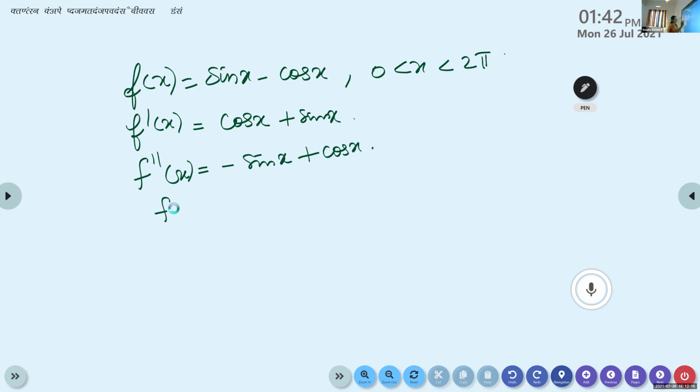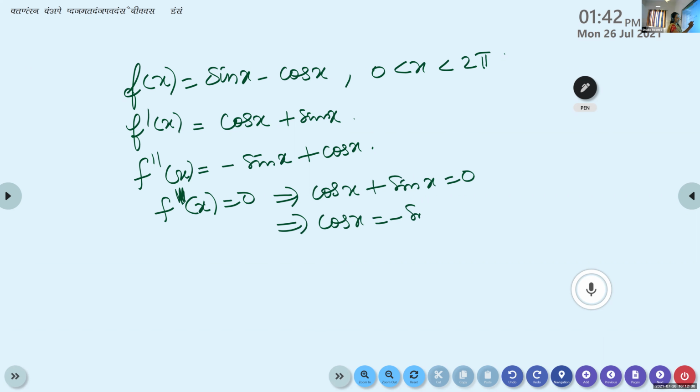Okay. So now f dash of x, we equate f dash of x to 0. So we get cos x plus sin x is equal to 0. So we get cos x is equal to minus sin x. So in other words, tan x is equal to minus 1. In the full rotation 0 to 2 pi, for which values will we get tan x as minus 1?